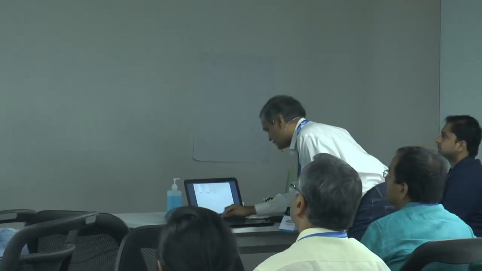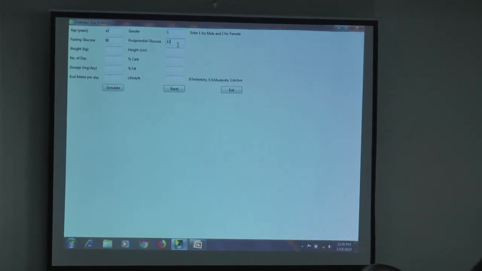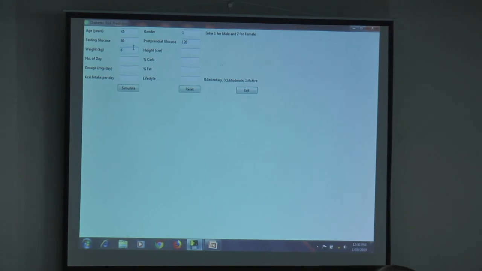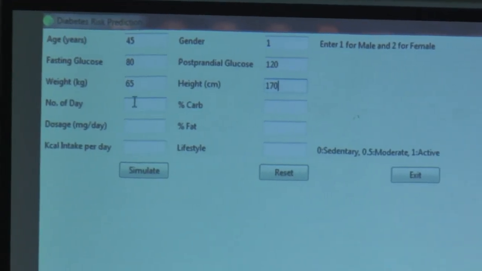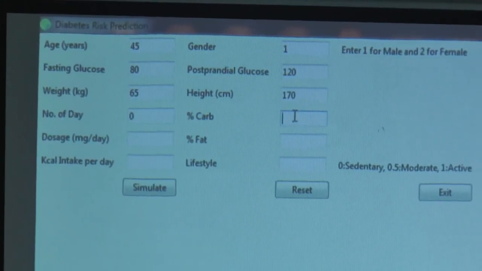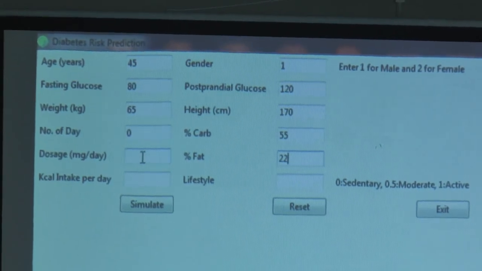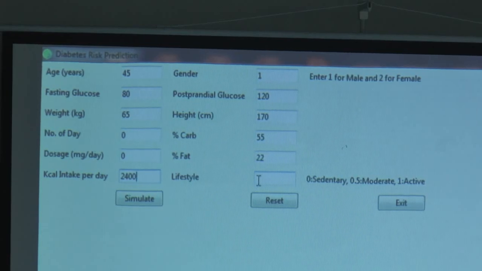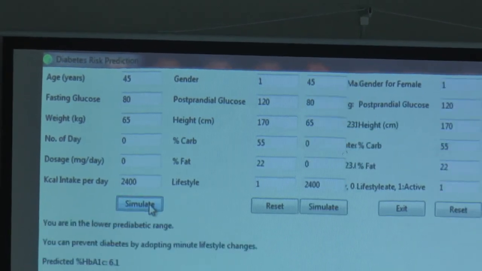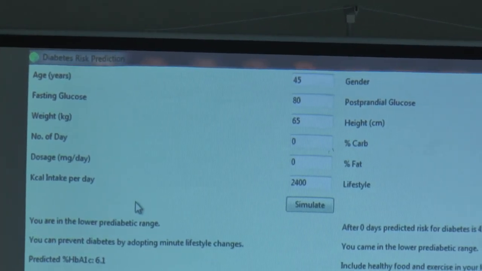Supposing I give somebody, 45 years, say male, fasting glucose is 80, postprandial is 120. Weight is 65, 170 centimeters. Just look at the current status, number of days. Somebody takes carbohydrate, fat in their diet, no medication, takes 2400, lifestyle is active. I can now simulate. So we predict what is the glucose dynamics that he will have.